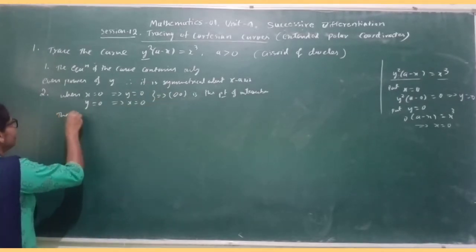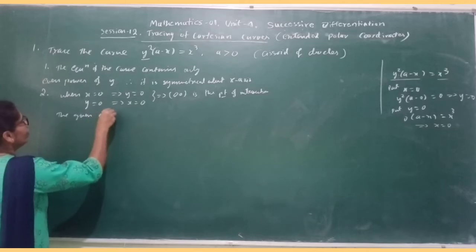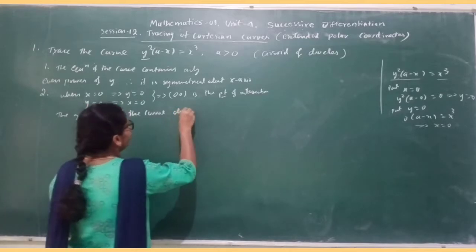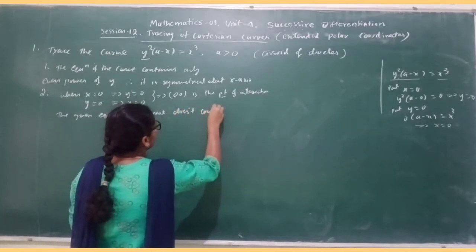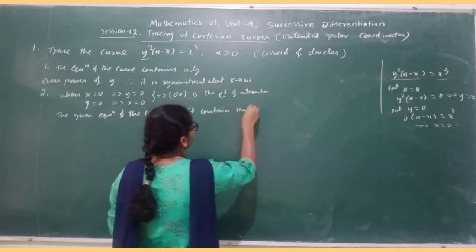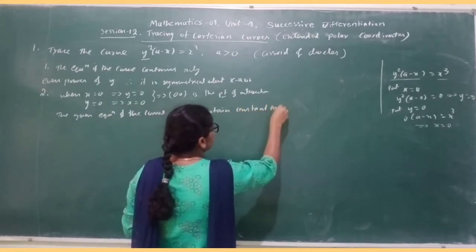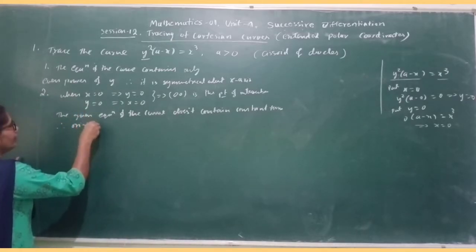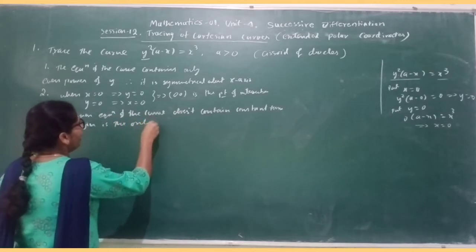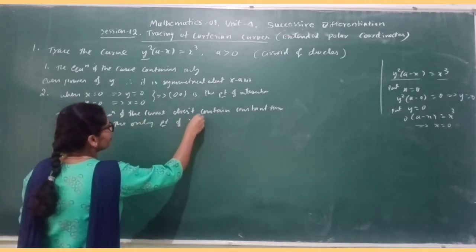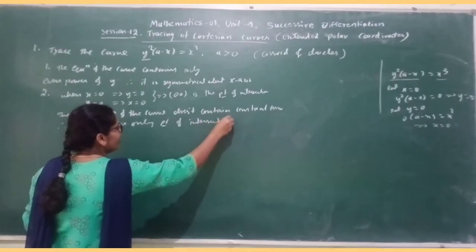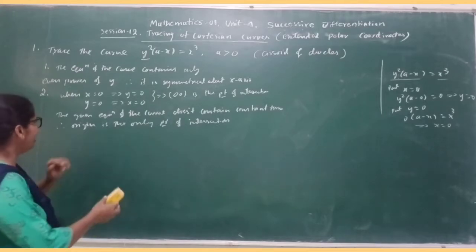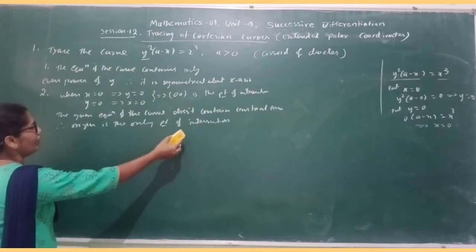The given equation of the curve does not contain a constant term. Therefore, origin is the only point of intersection. This means the curve meets the axes only at the origin, so we can write it in a simple manner: origin is the only point of intersection.